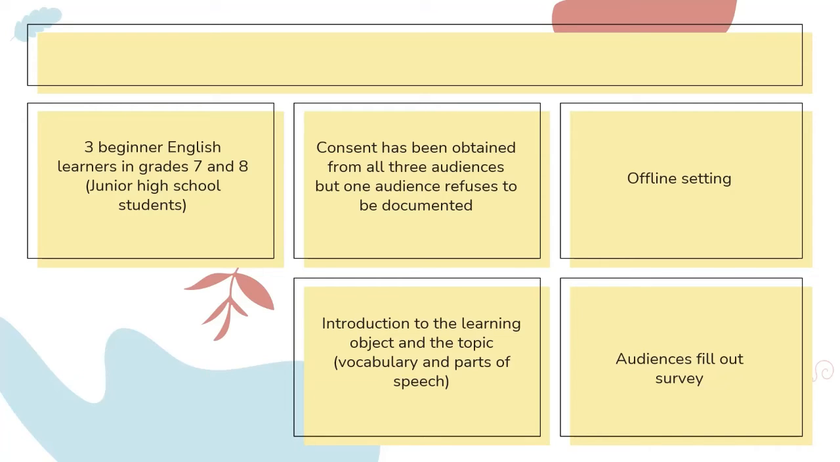And for the process, I gathered the participants and also asked for their consent. The consent was obtained before the participants tried my learning object. All 3 audience gave consent, but 1 audience refused to be documented. The setting of this implementation is offline, where the target audience came to my house and used the learning object on my device.